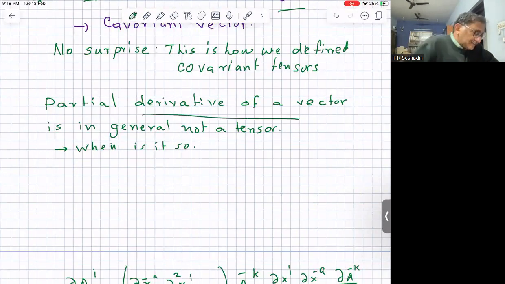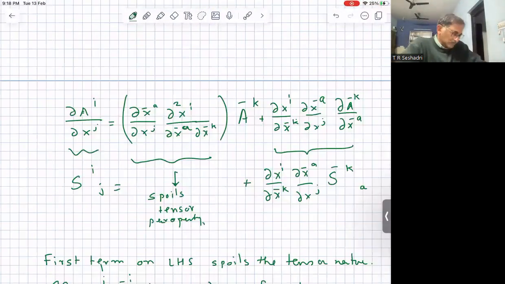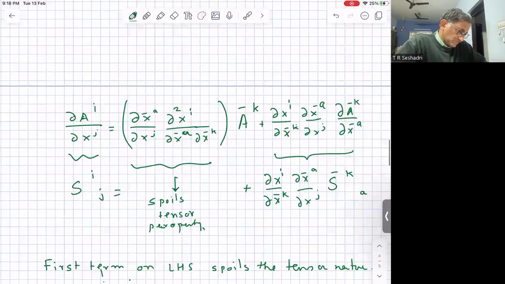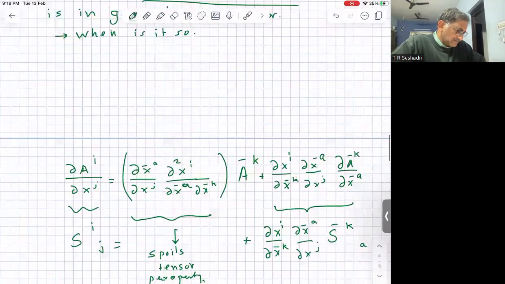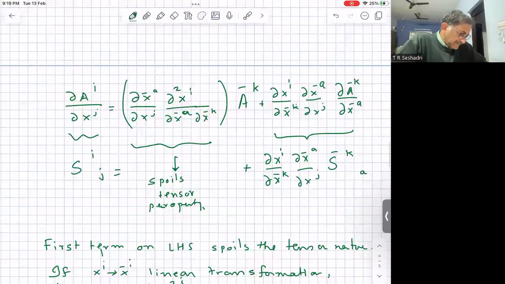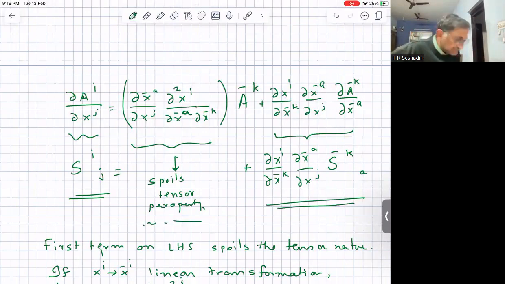Now let us see partial derivative of a tensor. And this is what we had done last time, so I will just do it again. So I'll take ∂A_i/∂x_j. Now, if I substitute for A here, actually I've done this. Do you remember? We remember this. Okay. So we see that this quantity would have transformed as a tensor, but for this term, which plays a spoil sport. It is the addition of this term which spoils the tensor nature of partial derivative of a vector.